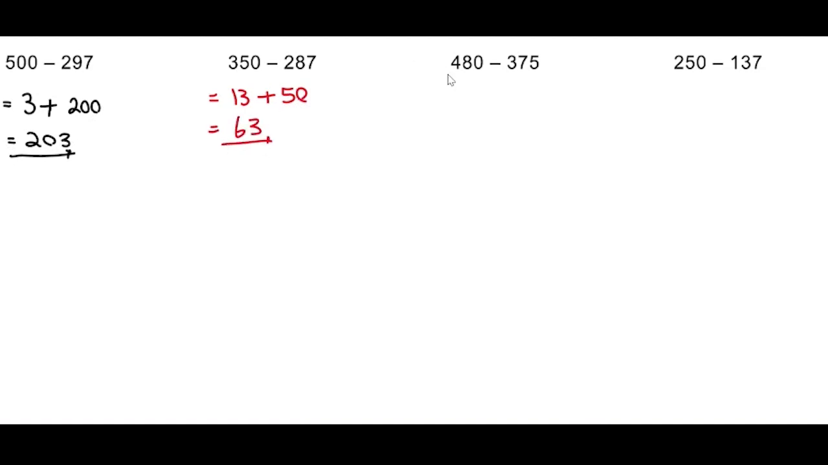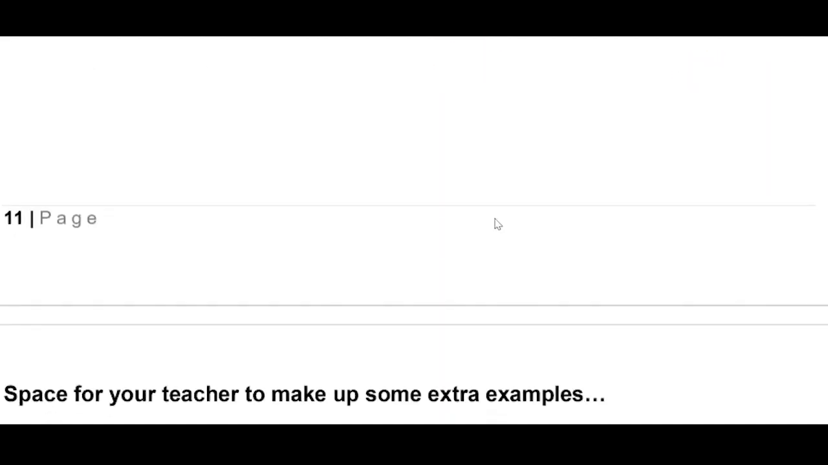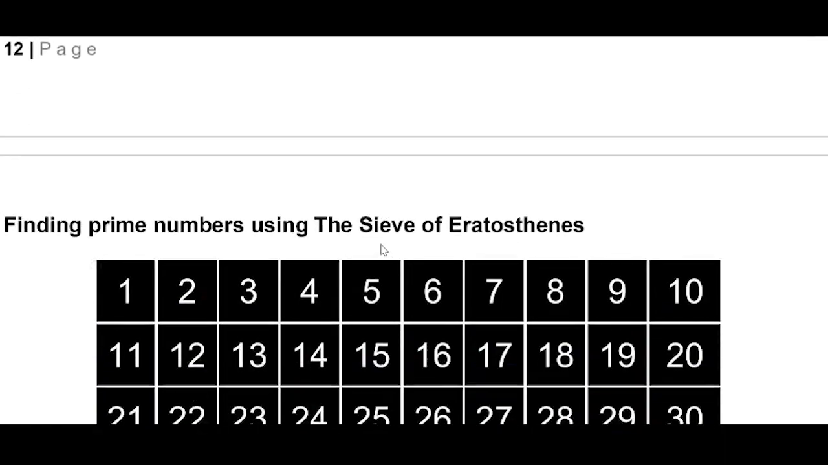Let's look at this one. I would need 25 to get to 400, and then another 80. So 25 plus 80, 105. Right, and then lastly, over here, I would need 63. So I need 3. Let's do it slowly. I need 3 to get to 140. I would need 60 to get to 200. And I need another 50 to get to 250. So if we add all these up, we get 113. Okay. Once again, there's some space there for your teacher to make up some extra examples.